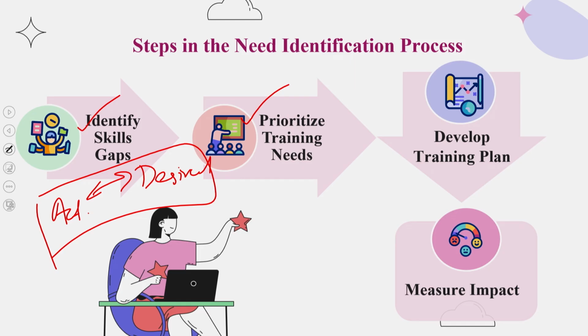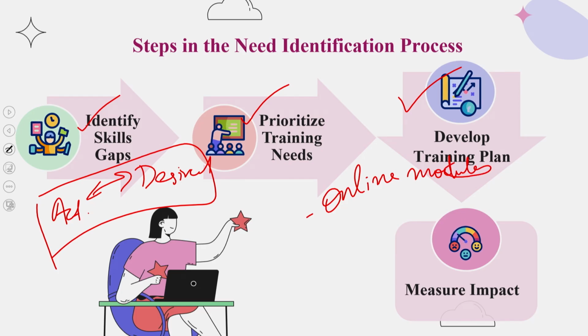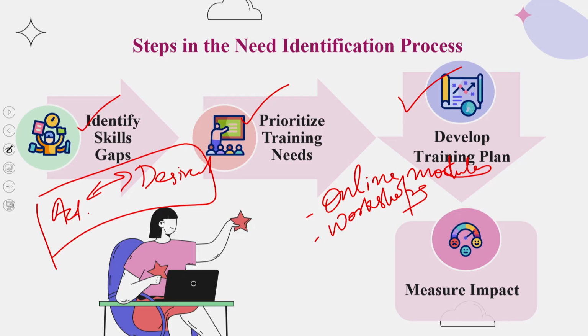Then you start to develop a training plan. With priorities set, organizations can now design a training roadmap. This plan outlines learning objectives and learning methodologies, be it something like online modules, something as important as workshops, or regular coaching and mentoring programs. Timelines and responsible stakeholders, all these aspects are typically taken into consideration.